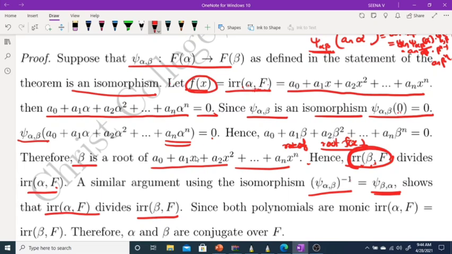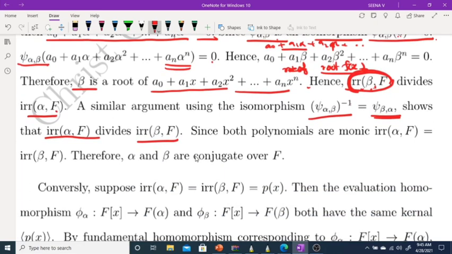For the next part, we start with the irreducible polynomial of beta over f. Let f of x equal the irreducible polynomial of beta over f, and let it be a naught plus etc. Or you can choose any polynomial. That means a naught plus a1 beta plus etc. plus beta raised to n. As psi beta alpha is an isomorphism, psi beta alpha of 0 equal to 0. So first apply it, and finally you get a naught plus a1 alpha plus a2 alpha square plus etc. That means the irreducible polynomial of alpha over f divides the irreducible polynomial of beta over f.